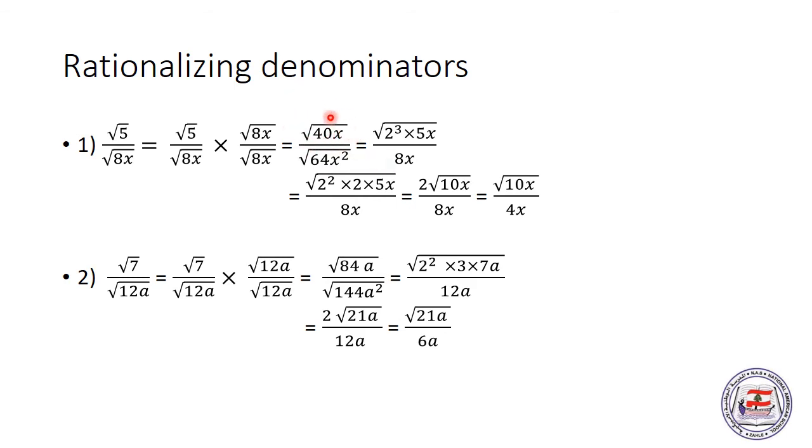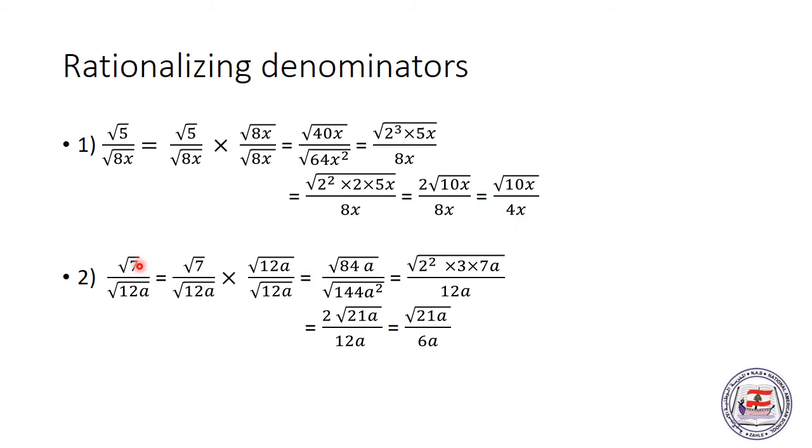40x: in order to simplify this radical, we need to write it as a product of prime factors. So it's the product of 2 cubed times 5x. Since to reduce the square root we need to have an even power, we write 2 cubed in the form of 2 squared times 2 to the power 1 times 5x. So 2 squared is reduced into 2. We get 2 radical 10x over 8x. Simplifying the fraction by 2, we get radical 10x over 4x.